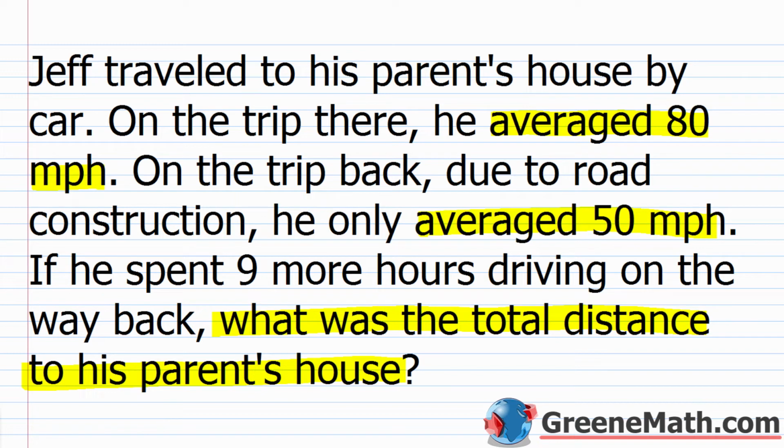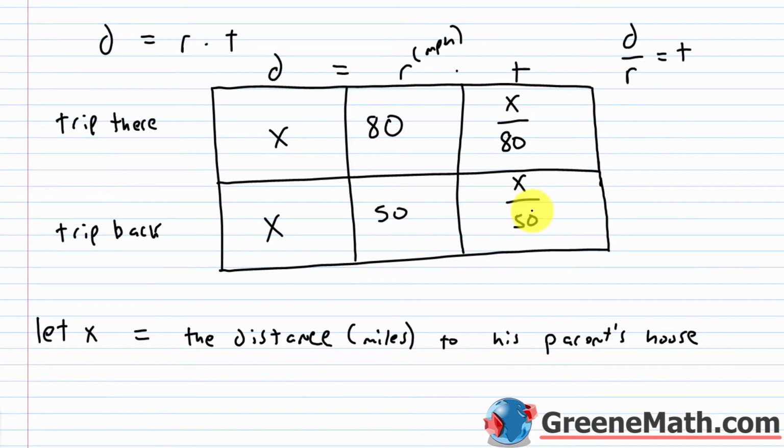So Jeff traveled to his parents' house by car. On the trip there, he averaged 80 miles per hour. On the trip back, due to road construction, he only averaged 50 miles per hour. Now, this is going to be the key to setting up an equation. You always look for information that they give you that allows you to do this. If he spent 9 more hours driving on the way back, just stop for a second. We know that the time driving on the way back was 9 hours more than whatever it was driving there. So we know that the trip back is going to take us 9 hours more.